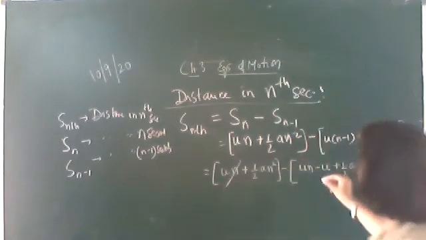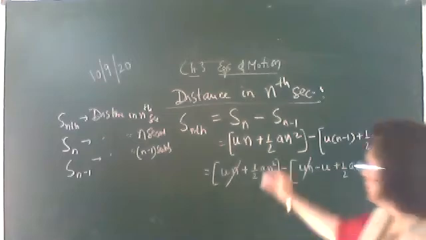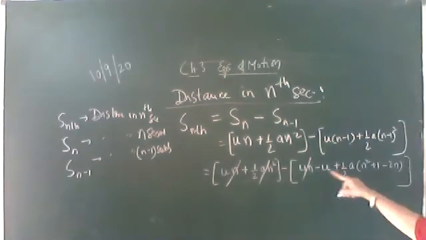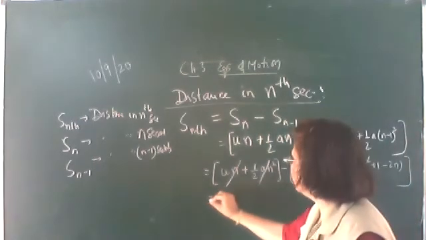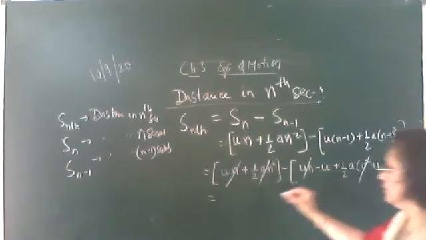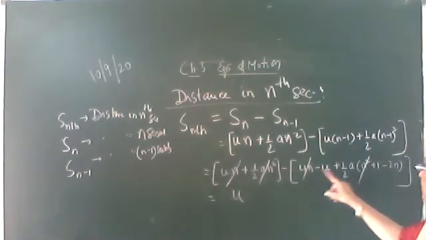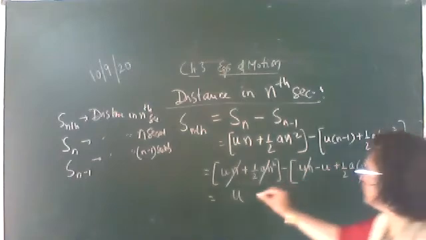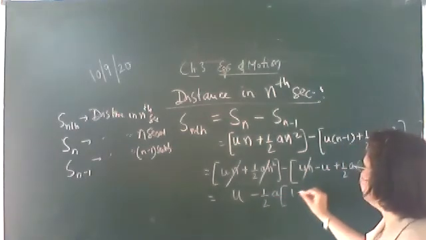Un minus un cancels out. Half an square. Okay, this minus is outside. Minus half an square cancels out. And what remains? Now take this minus inside. Plus u. Minus into minus, plus u. Okay, this minus inside. Minus half a, 1 minus 2n.